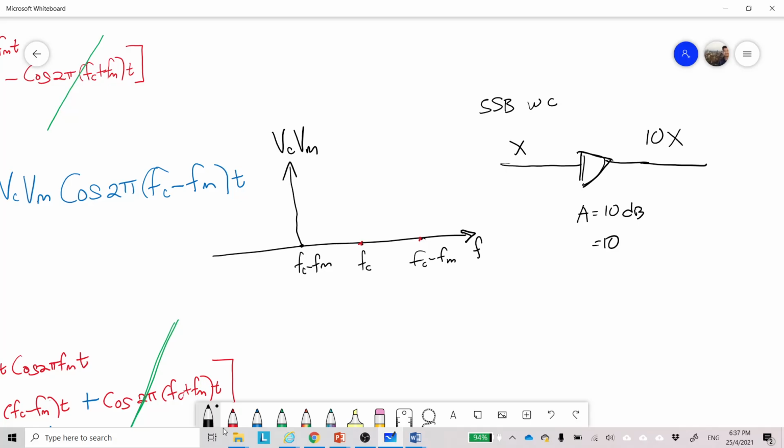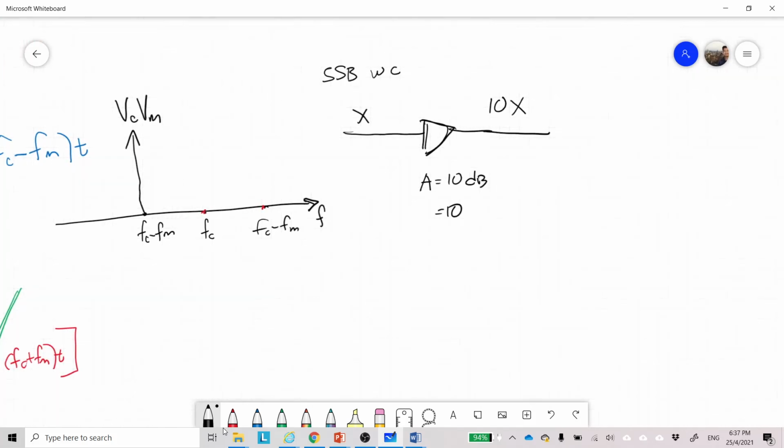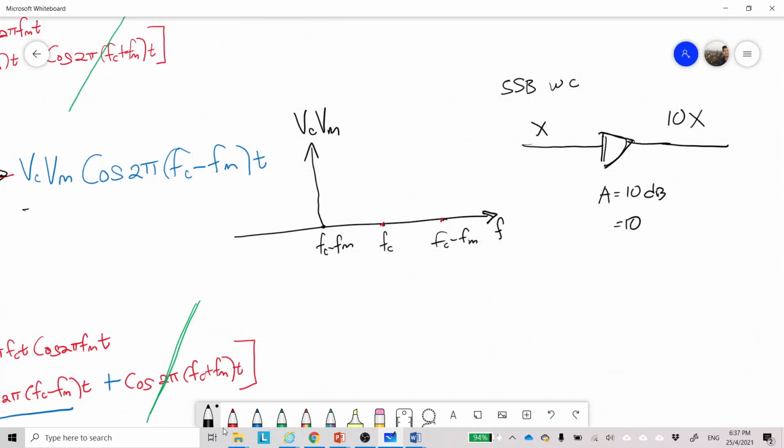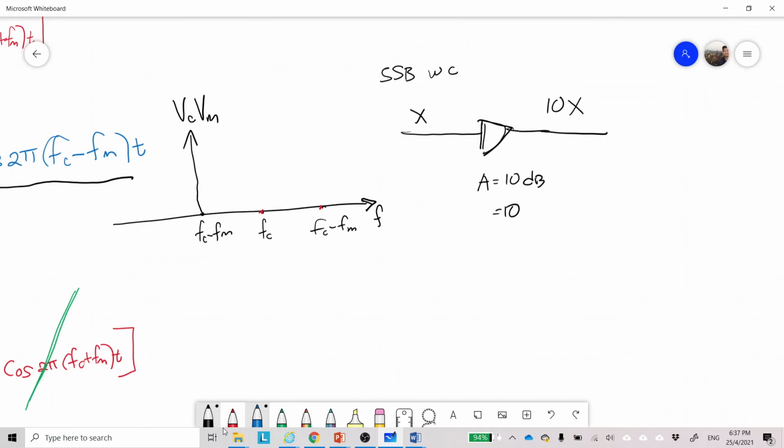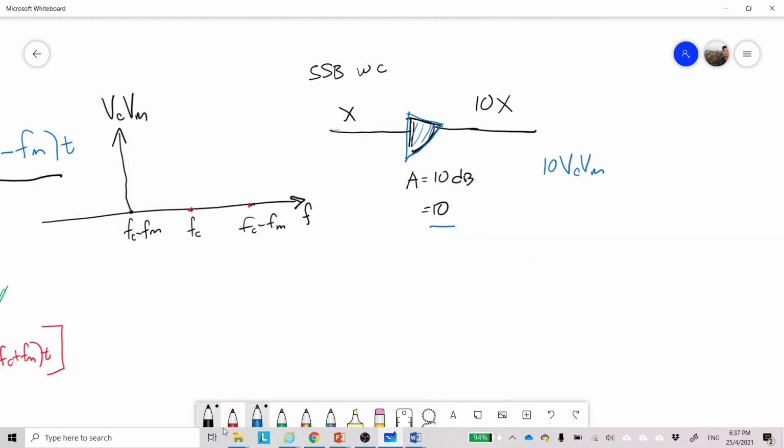So what is 10x? It means the output is 10 times VCVM. If we have an amplifier with a gain of 10, the output is going to be 10 VCVM cos 2π(FC − FM)t.